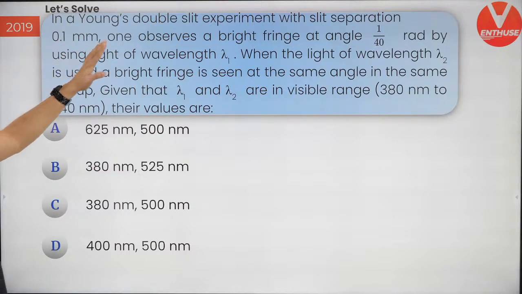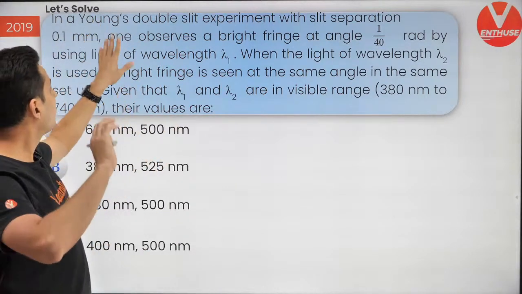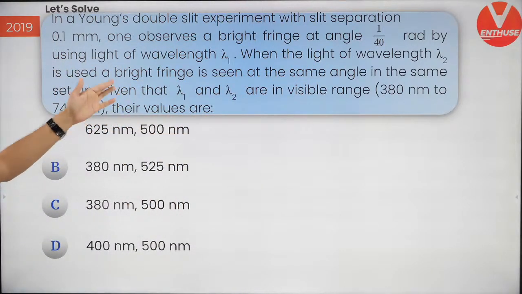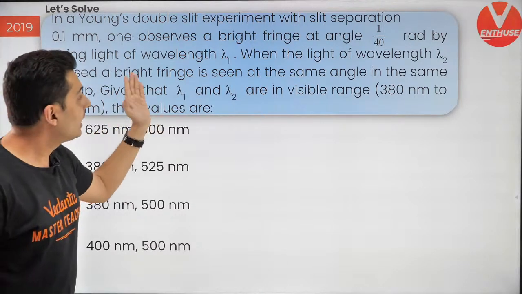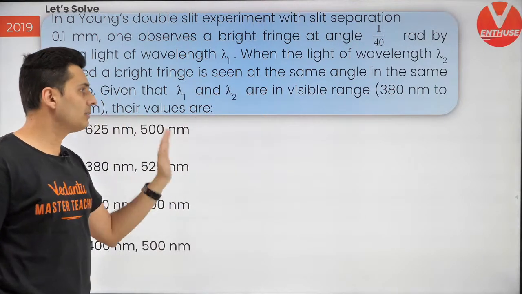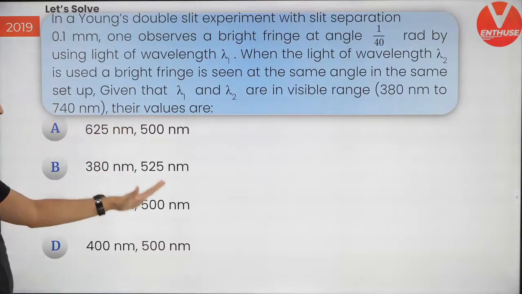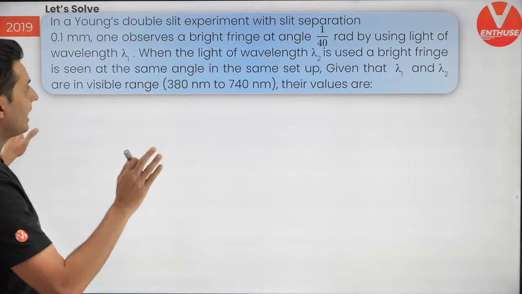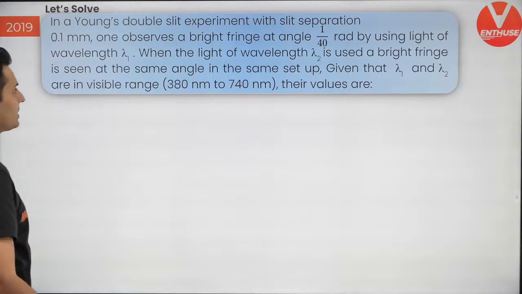2019 question in YDSE. Slit separation is 0.1 millimeter. An observer sees a bright fringe at an angle of 1 by 40 radians using a light wave of wavelength lambda 1. When the wavelength changes to lambda 2, at the same angle you see a bright fringe. If lambda 1 and lambda 2 are in the visible range, which of the following are possible values for lambda 1 and lambda 2? Let's see this. Very interesting question, with a nice small calculation.